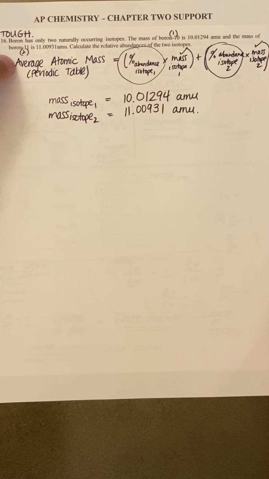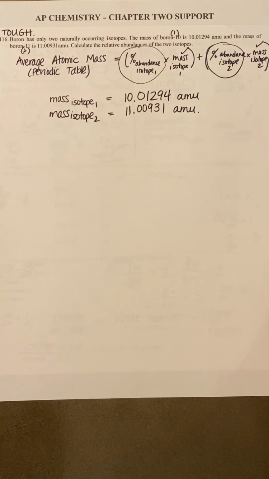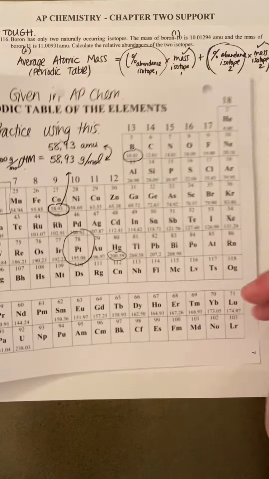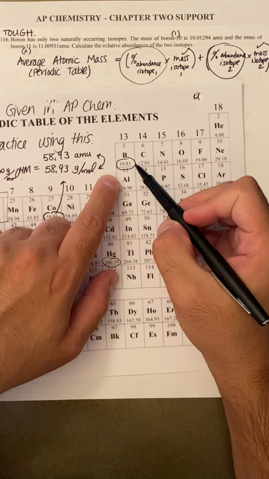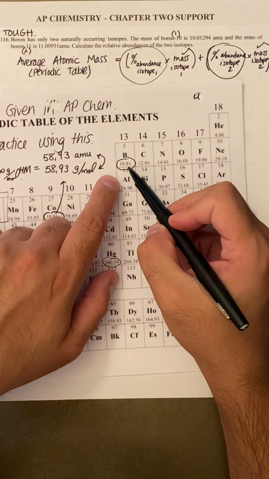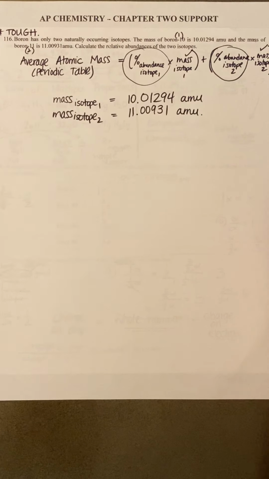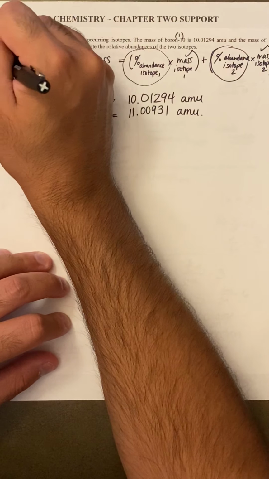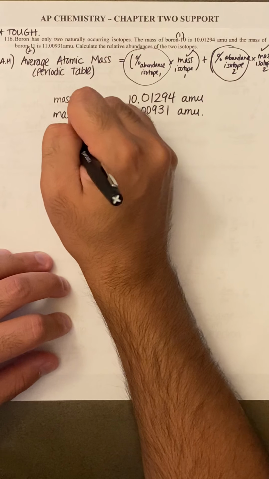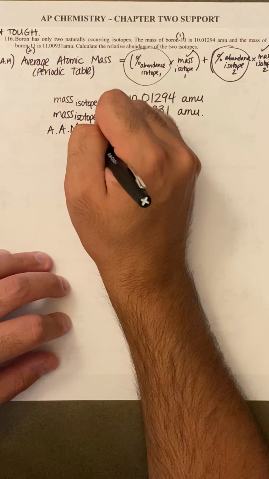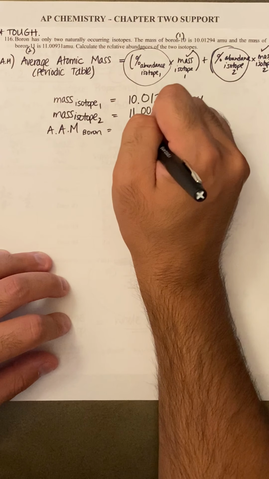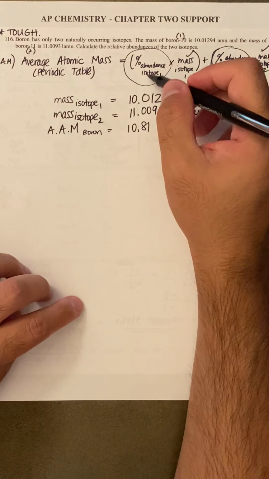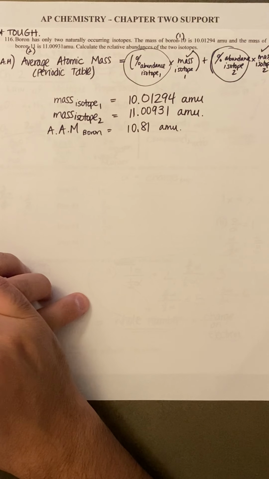Do I have the average atomic mass of boron? Of course we do. If I look on the periodic table and I look for boron right here, its average atomic mass is 10.81 AMU. So I'm going to just call it AAM. I like to just shorten it with AAM. AAM of boron is just 10.81 AMU. And so now I have to figure out how to get these percentages.